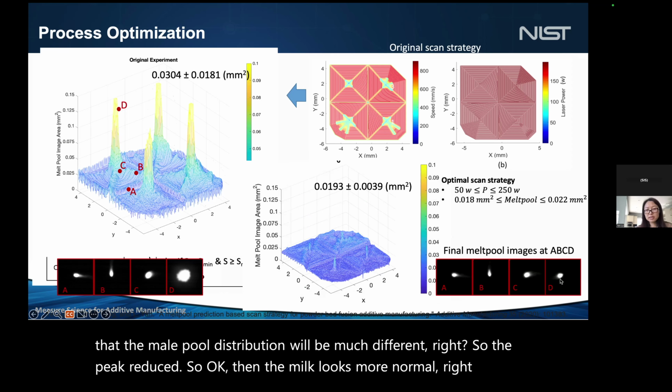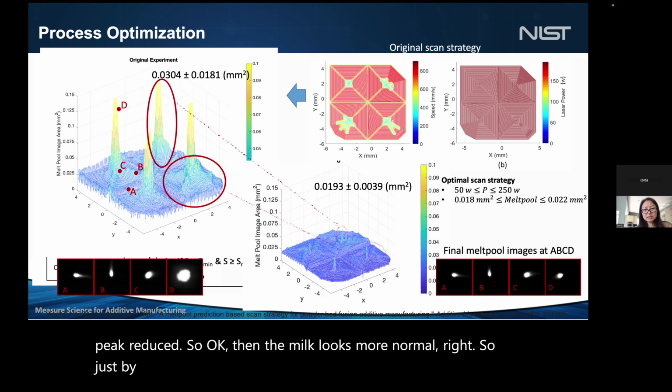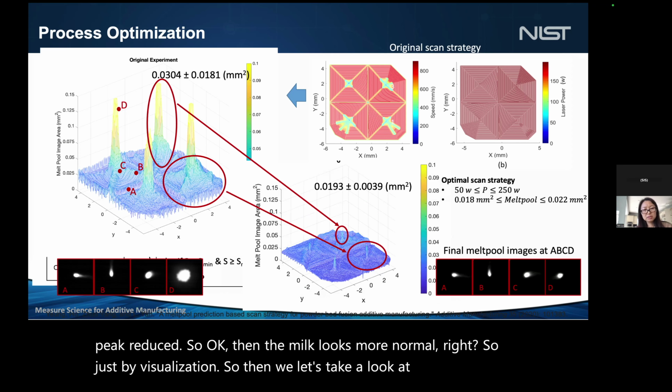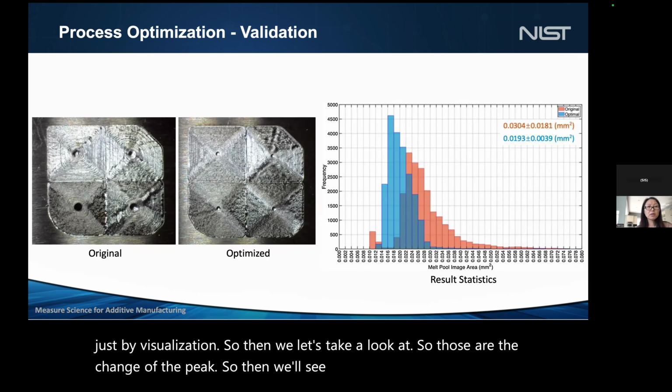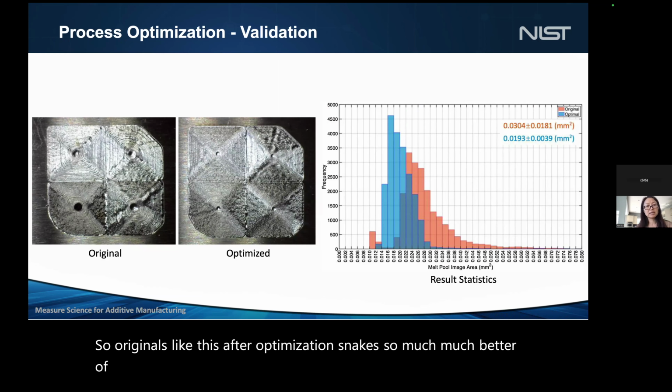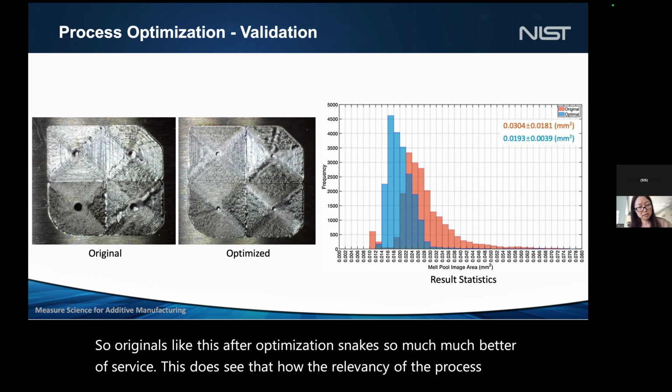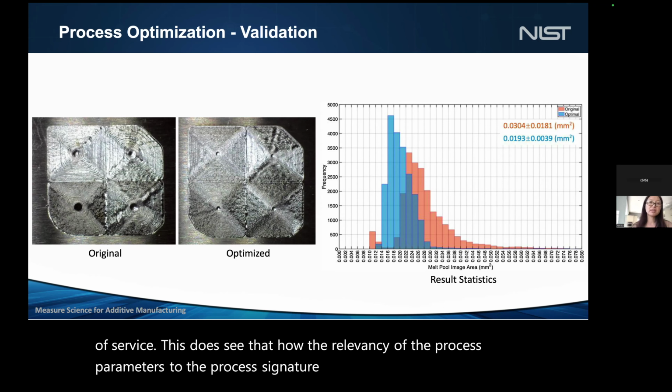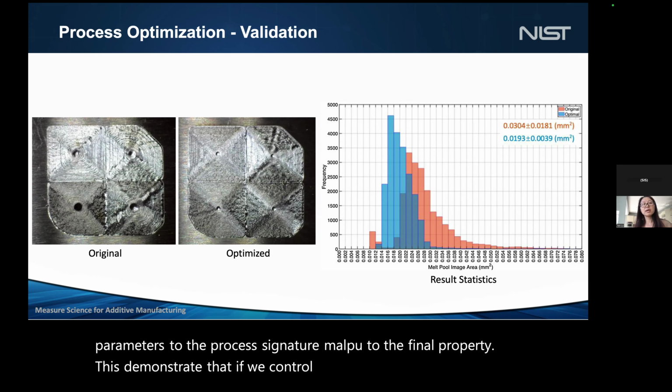So just by visualization. Then let's take a look at the change of the peak. So this is the open loop process optimization. Originally it's like this, after optimization it's like this. So much, much better. This shows the relevancy of the process parameters to the process signature, melt pool, to the final property. This demonstrates that if we control the melt pool, we are able to control the final performance or property.